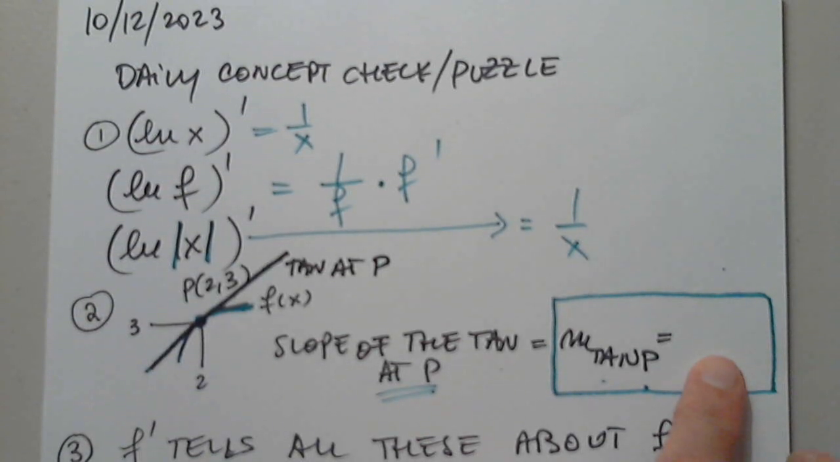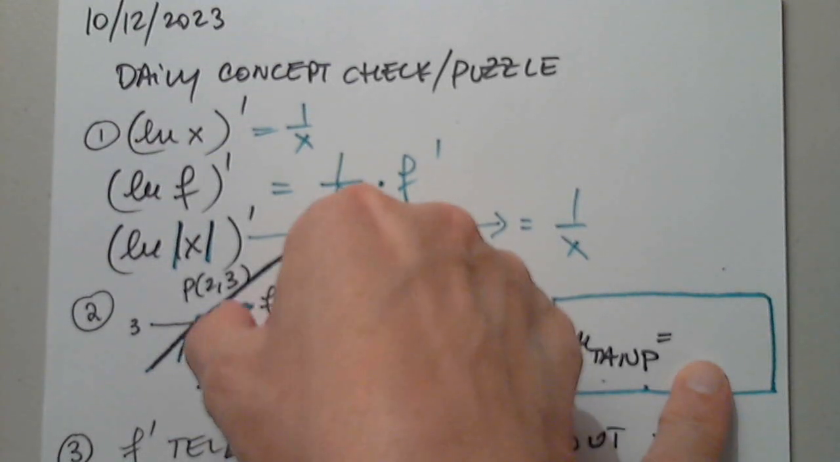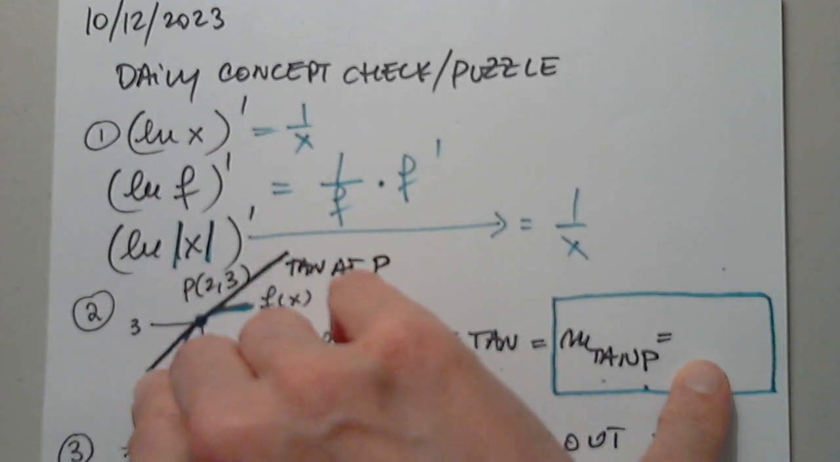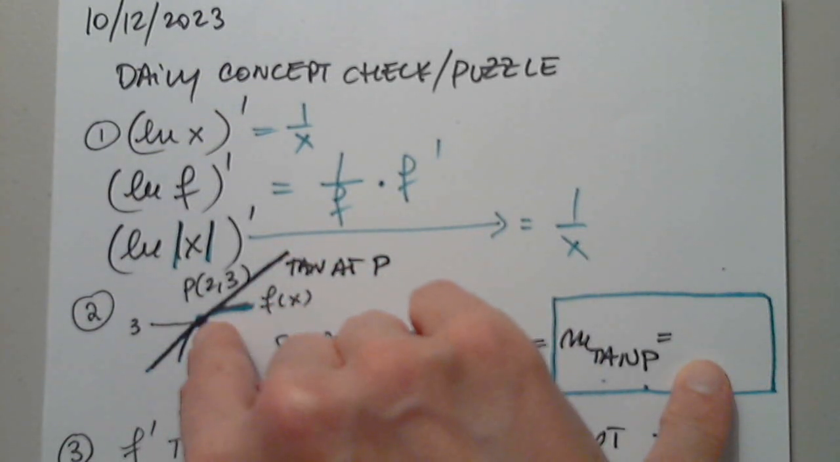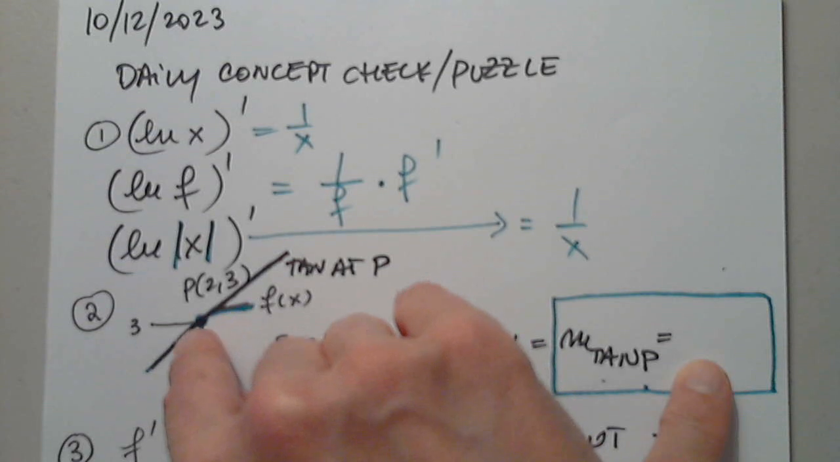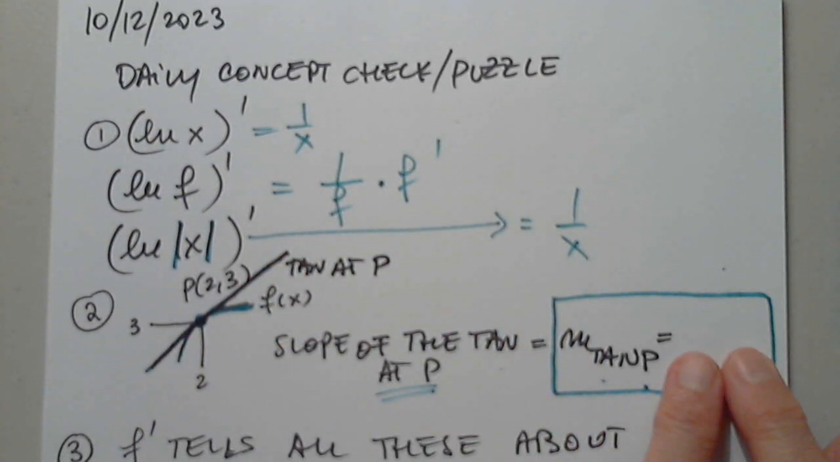Is it 3? Careful. So this point is 2 for x, 3 for y. This is the tangent line to the graph of the function at this point. We would like to determine the slope of this tangent line. So no, it's not 3. Anyone else? Zero? No, it's not 0.